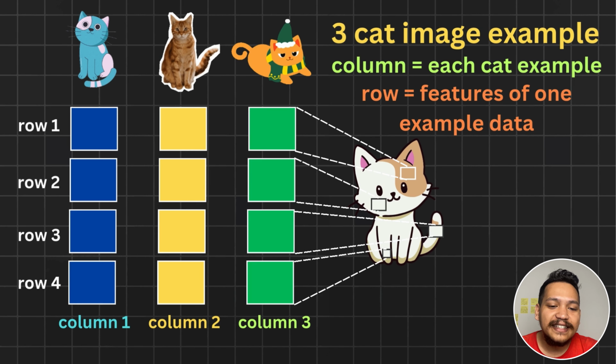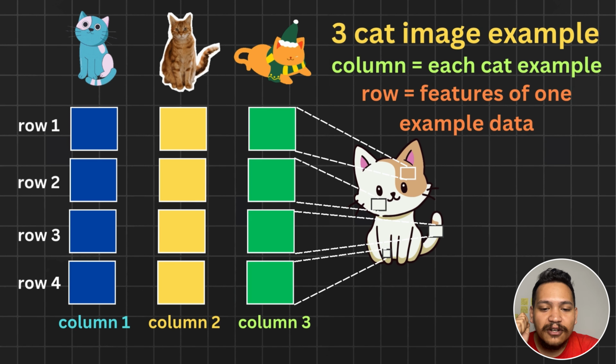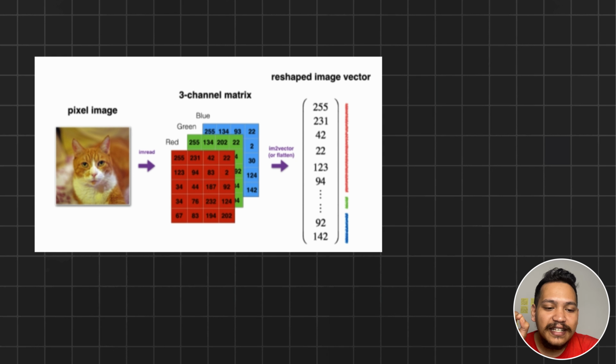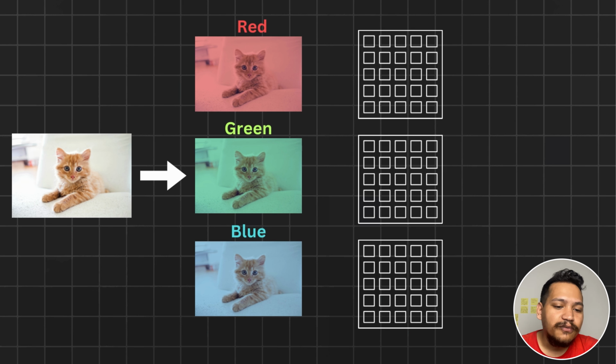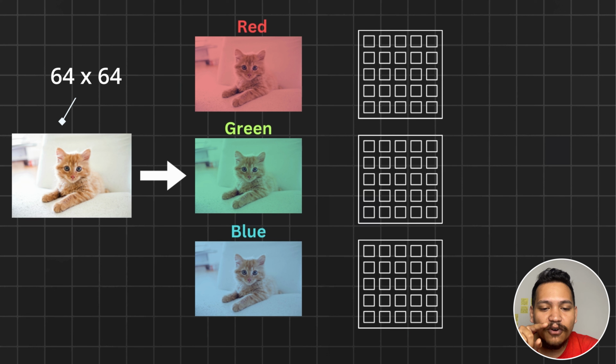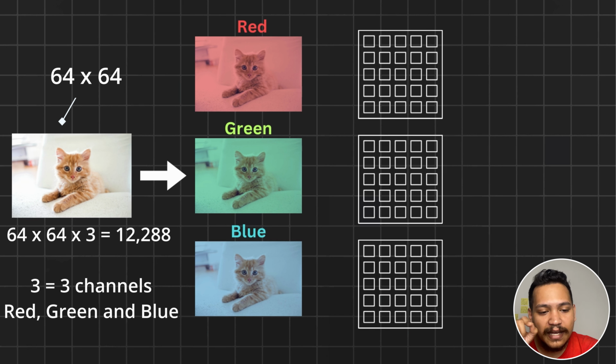We'll start by representing the input data X as a matrix. Each column of this matrix corresponds to one training example, and each row corresponds to a feature. So for an image, each feature represents a pixel intensity value across the red, green and blue color channels. As you know, images are made up of three channels: red, green and blue, that is the RGB. For example, if your input image is 64 by 64 with 3 color channels, you will have a total of 64 times 64 times 3, that is 12,288 features. That's a lot of numbers.